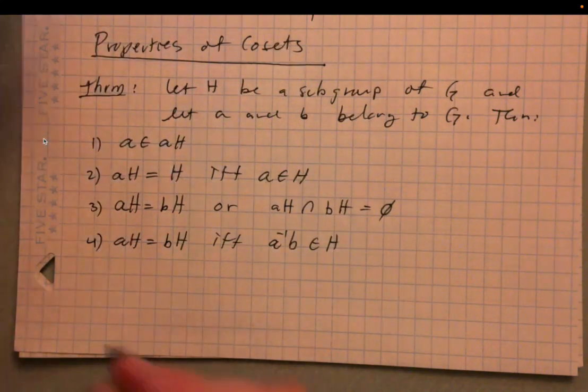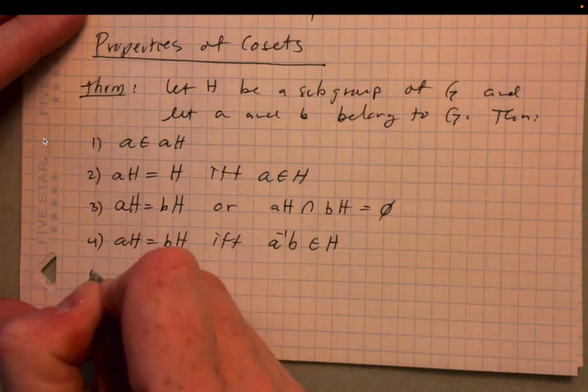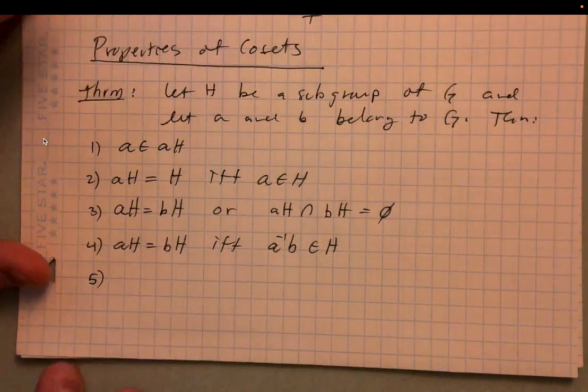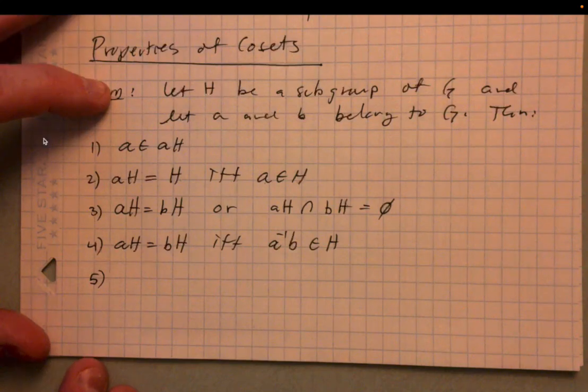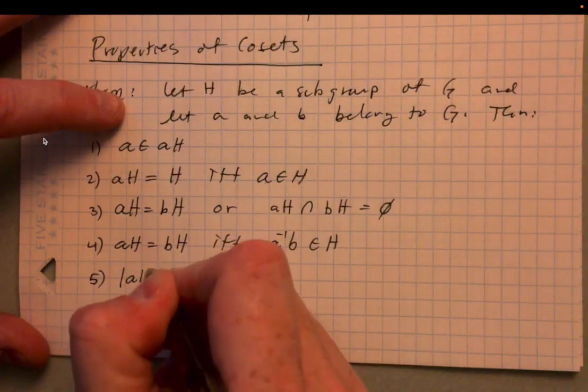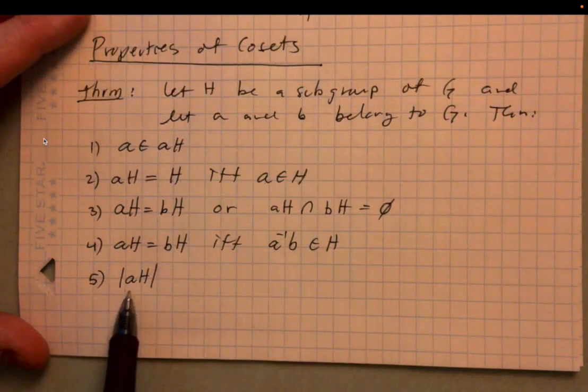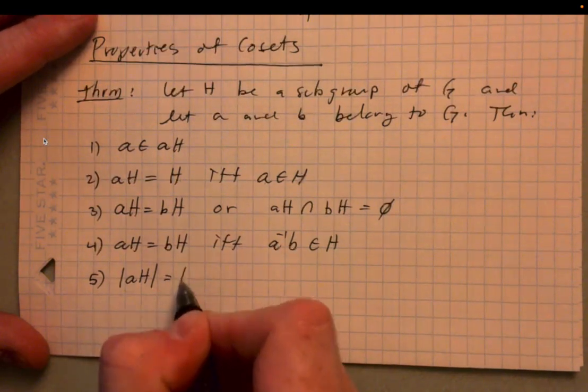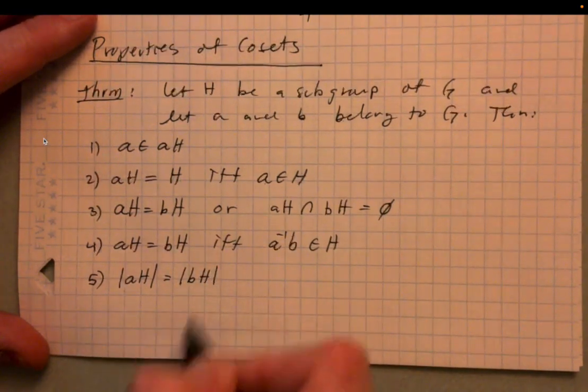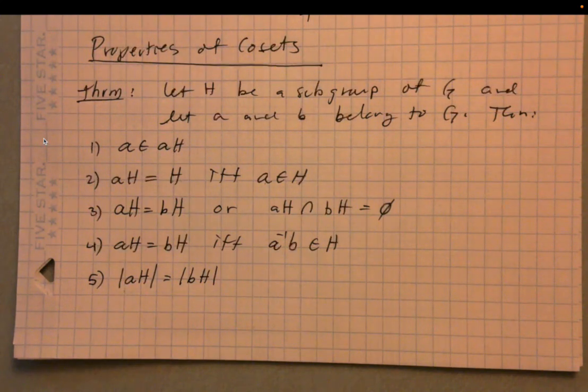And number 5, this one is very interesting and will go a long way towards helping us in our proof of Lagrange's theorem. The order of AH, the number of elements in this coset, is equal to the number of elements in BH. And this is true for all A and B in G. What this basically says is that all of the left cosets of H are the exact same size.